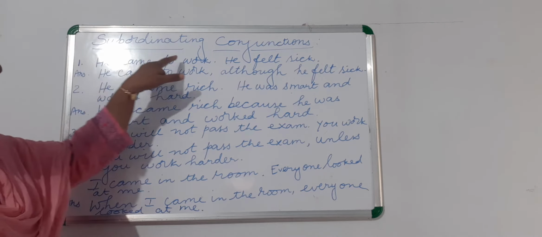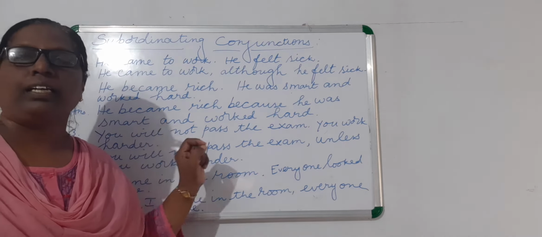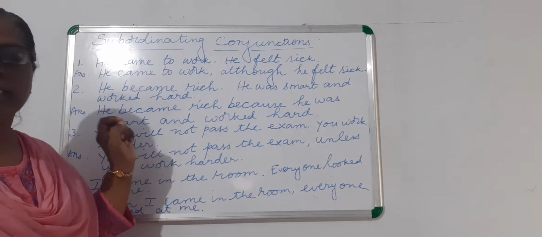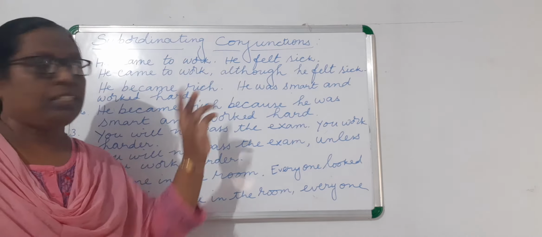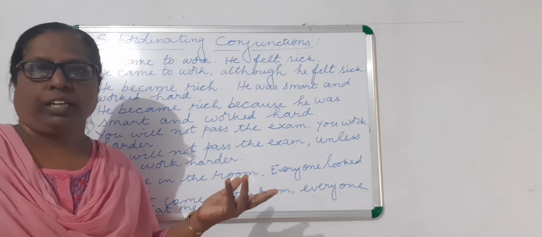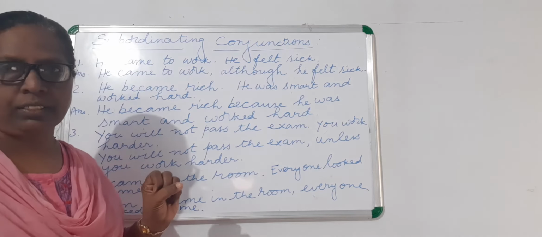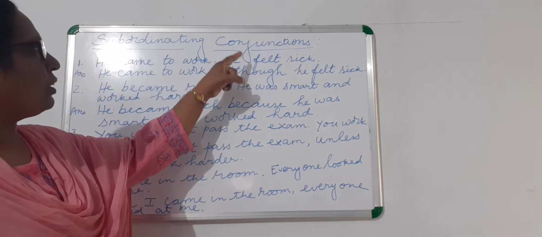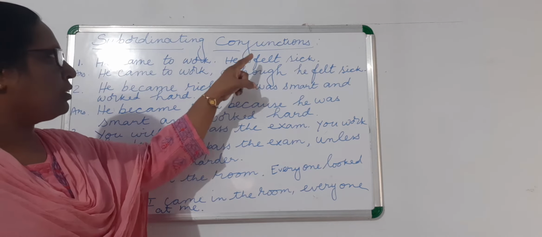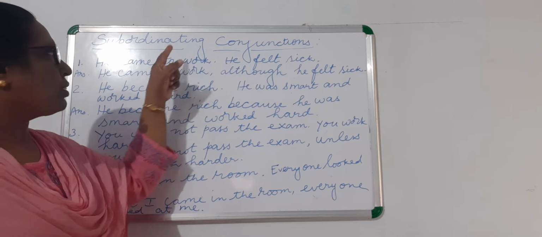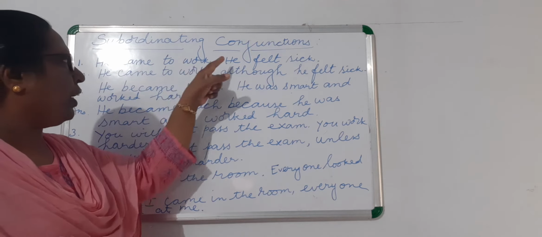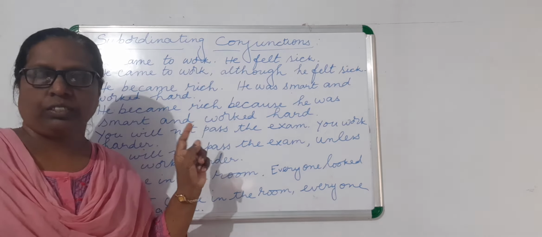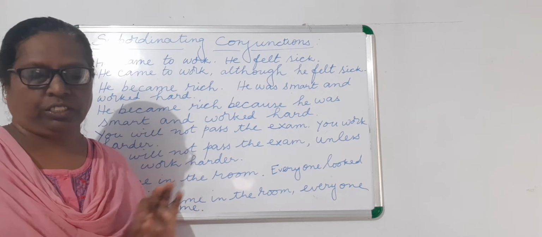What does it mean, independent? He came to work. This sentence has a complete sense. He felt sick. This sentence does not have a complete sense. To complete this sentence's sense, you need some independent clause. To connect these two, we use the subordinating conjunctions.